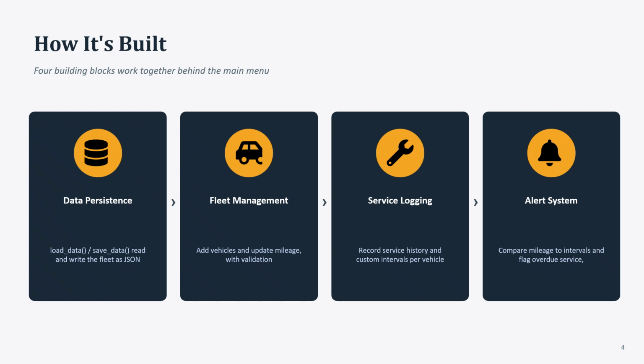Also important is logging the services to start with. You can record the service history and any of the services that take place for any of the vehicles, as well as do custom intervals depending on the kind of vehicle that you have. All of these things work together in conjunction to then alert the user for the entire fleet and for every service as to whether or not the vehicle needs that service or if it has no history.